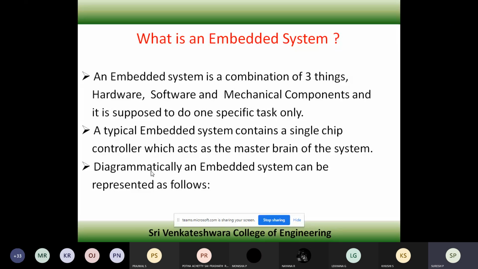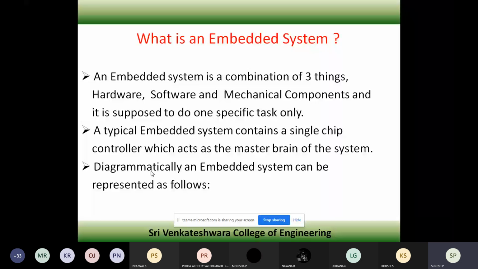So this is the definition of an embedded system. Basically, an embedded system has three things: hardware, software, and mechanical components, which are designed to do one specific task only.